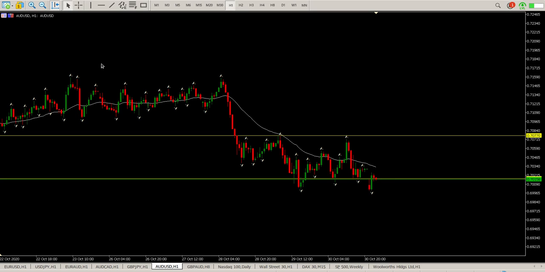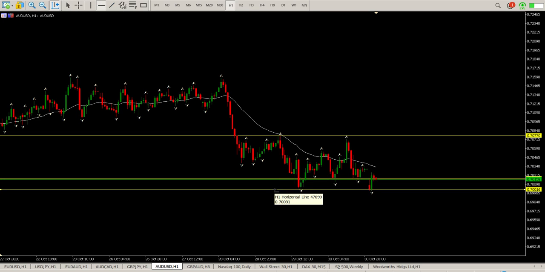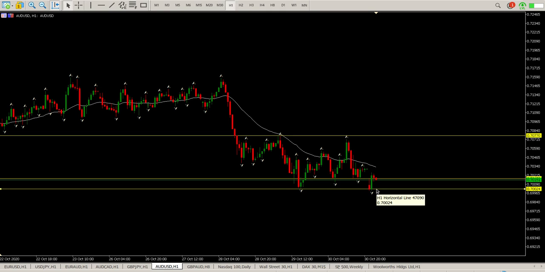I think this one is a little bit less clear than the other dollar pairs that we've looked at. This is the level to watch, 0.70. We need to get below it, test it, and then I'd be looking for the shorts. Until that happens, that's pretty much what we're going to have to do.